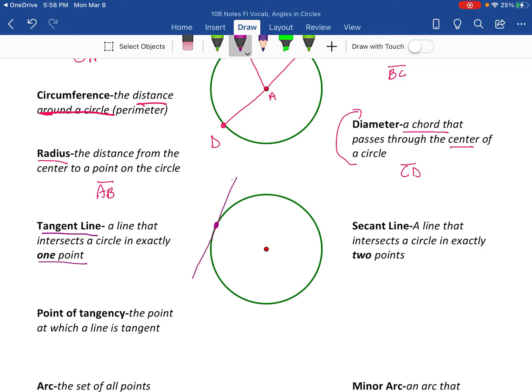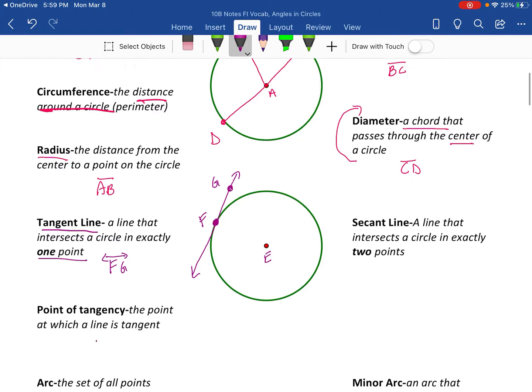So if I have a point here and I have a line that goes through this point, this is going to be my tangent. So we're going to call this F, and we're going to call this G, and this is circle E. And so FG is my tangent. A point of tangency is the point at which a line is tangent, so that would be point F. A secant is a line that intersects a circle in 2 points.